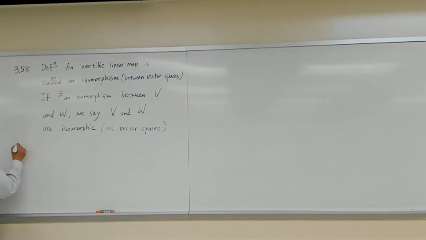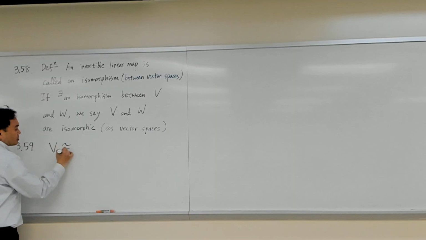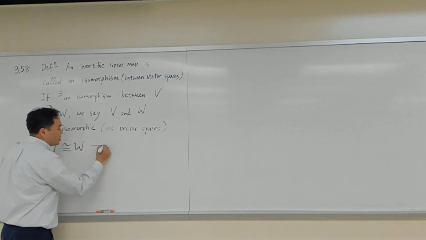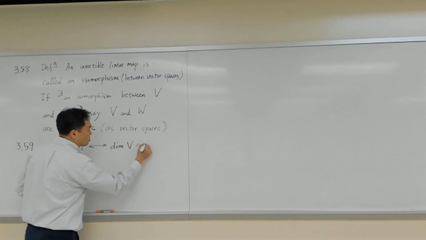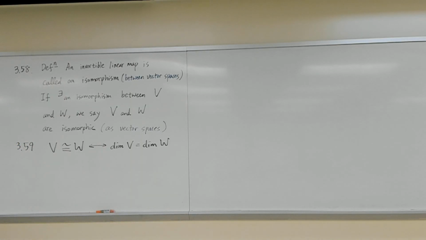Okay? And then 3.59 has an interesting theorem which says that V and W are isomorphic. Now, notice that there is no symbol for isomorphism in the textbook, but we'll just use that as the isomorphism. Okay, so we'll say V and W are isomorphic as vector spaces if and only if dimension of V is equal to dimension of W. Let's prove this. Proof.